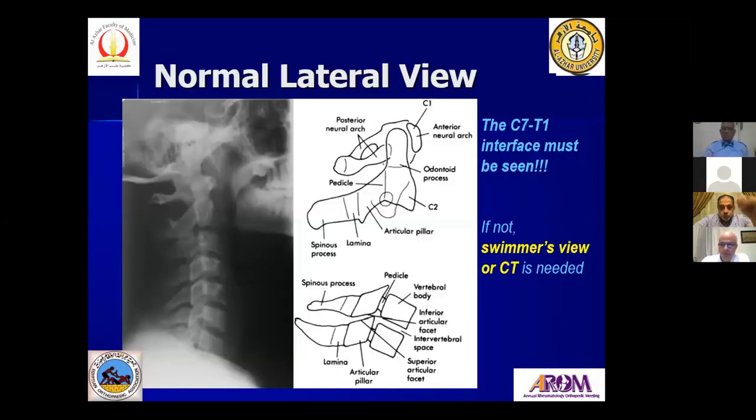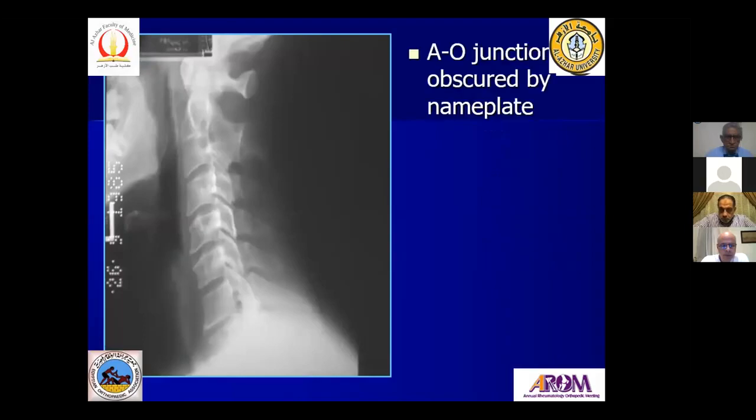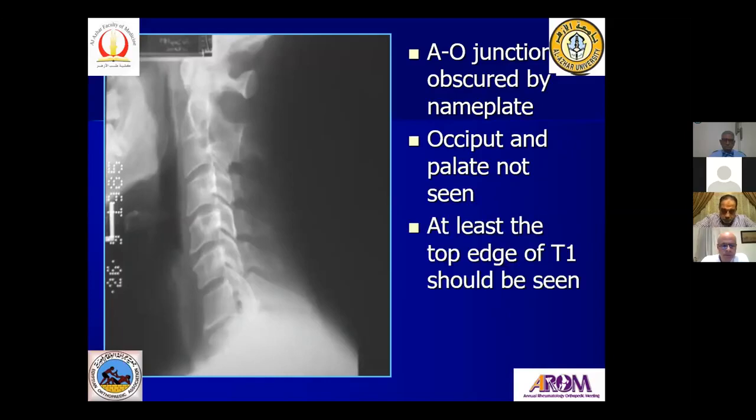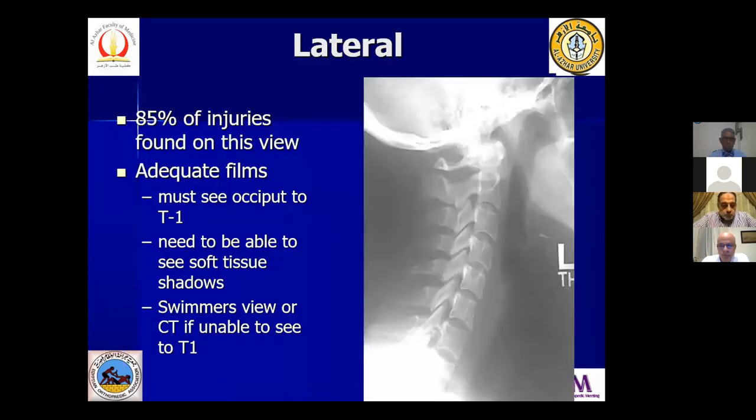In the lateral view, there is what we call the pre-dental space, and when you do an X-ray, you have to see from the C7 T1 to the base of the skull. Otherwise, this is an inadequate film. Look for this film. Is it an adequate or inadequate X-ray? There is an obstacle by the nameplate in the upper part of the X-ray. Also, the occiput and the platelet are not seen, and at least the top edge of the T1 should be seen. So this film is inadequate for diagnosis of this patient. So this is an adequate film in lateral view.